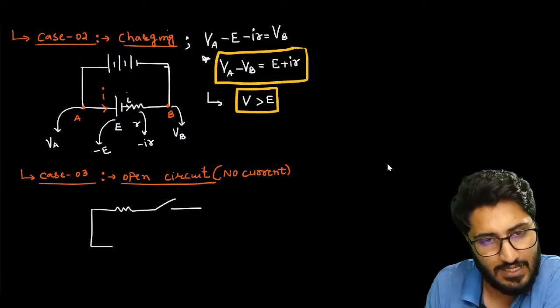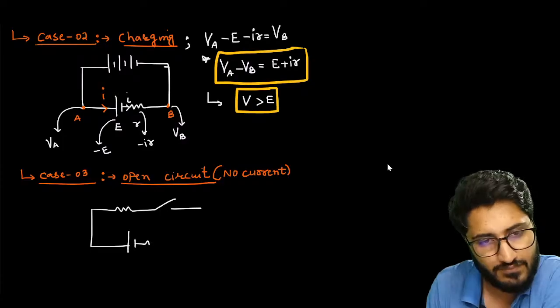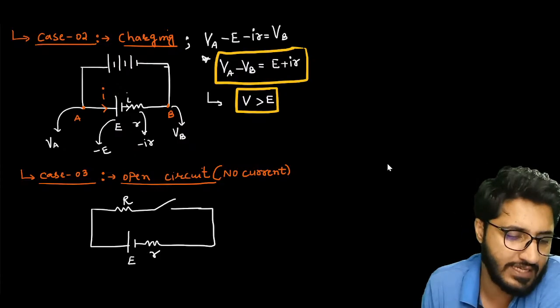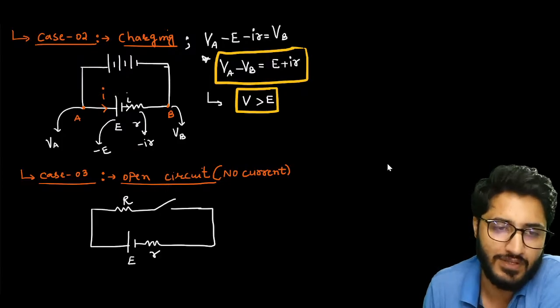If this key is open now, if my key is open, you can see no current will flow. Why? Because the circuit is open. It is not completed now. So here I is 0.